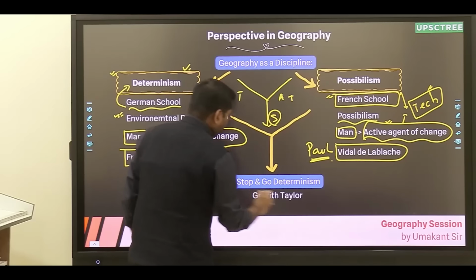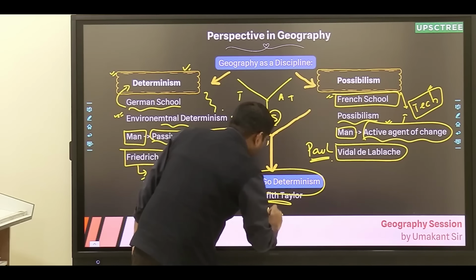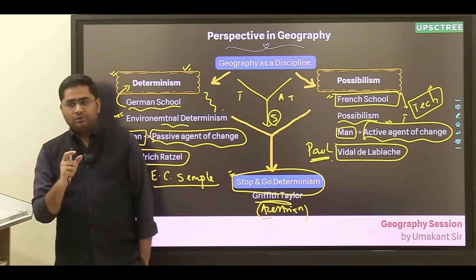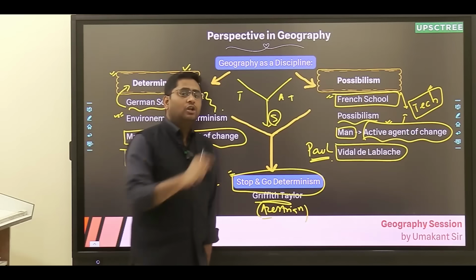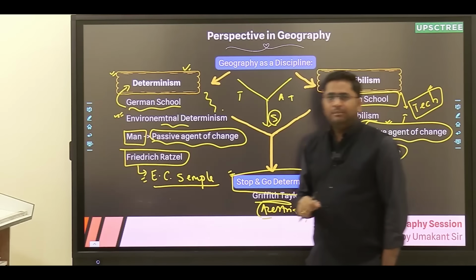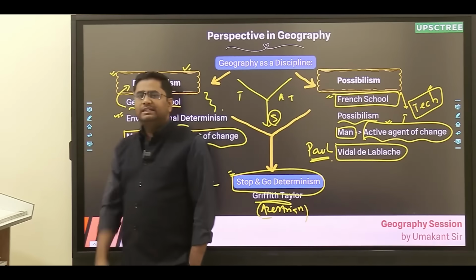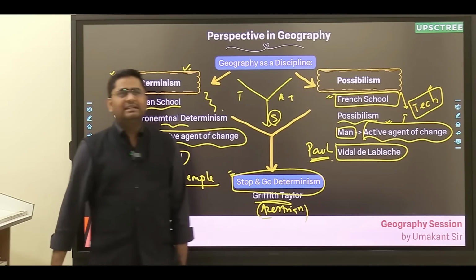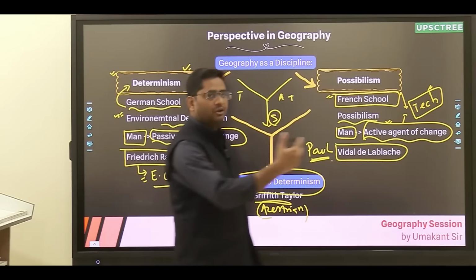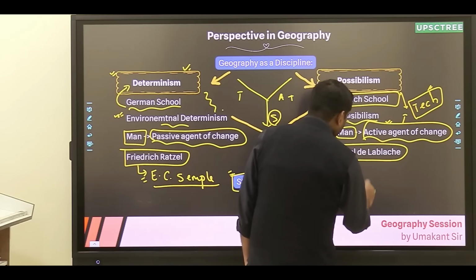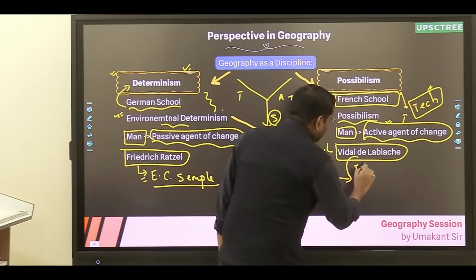Okay? That's why eventually an Australian, Griffith Taylor, will talk about what? Stop and go determinism. That means man has the ability to overcome the limitations put forth by the environment, but not always. For example, the Saudi Arabian desert example I gave you, right? Man can create a microclimate, but can we change the whole desert altogether, or can we turn the Sahara desert into, say, the Amazon forest? That is impossible for us. Okay. Or can we stop earthquakes and all that? No. So obviously sometimes nature puts up a wall before man and man cannot jump it, so man has to stop.